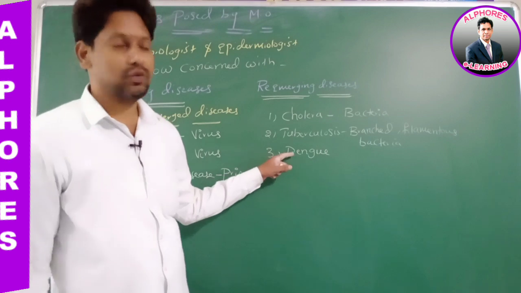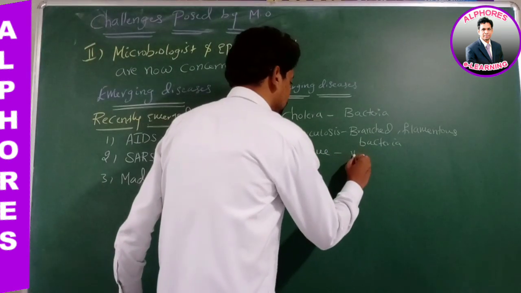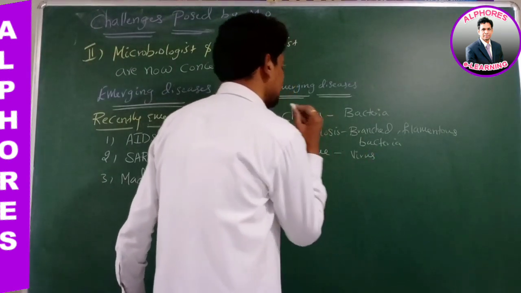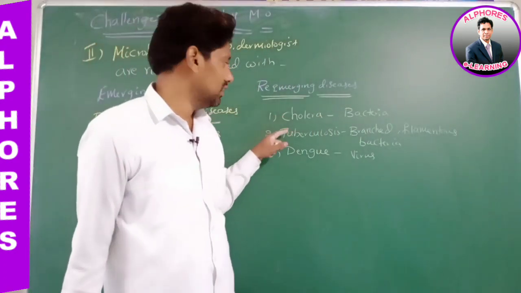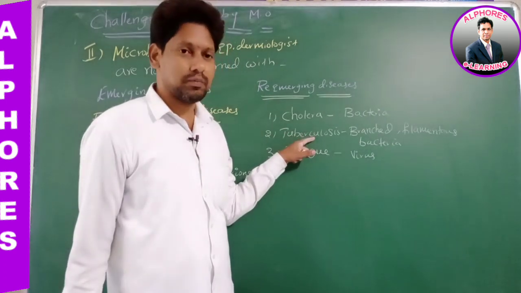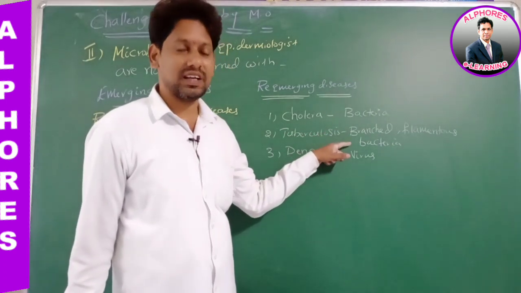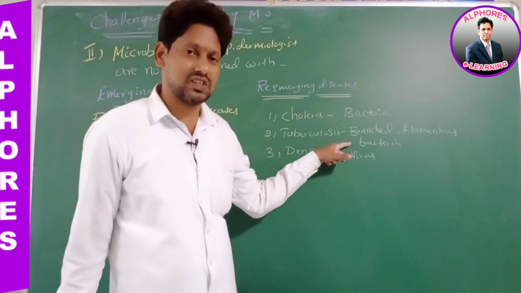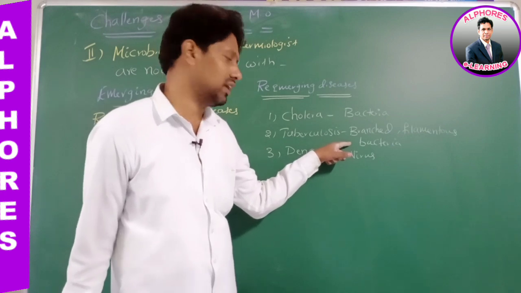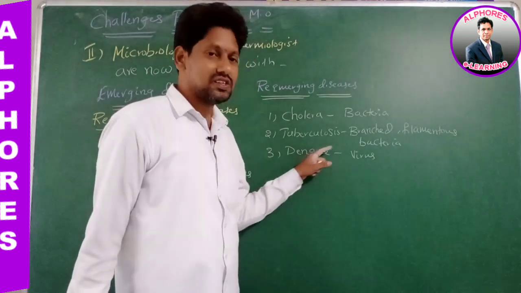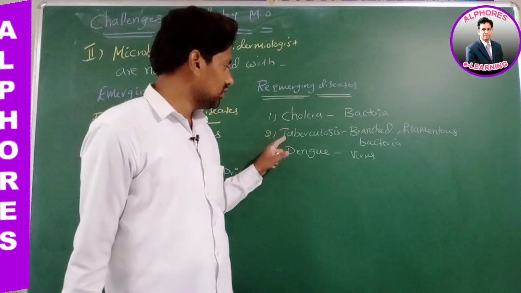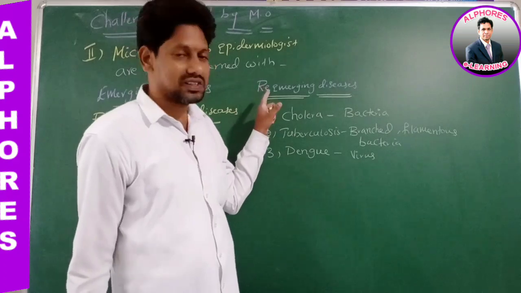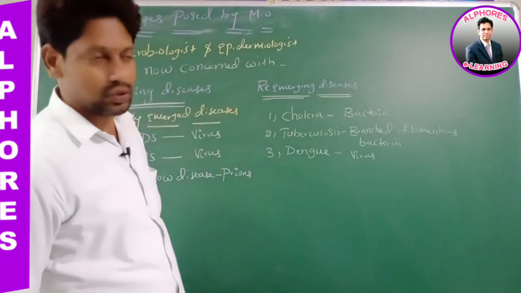Dengue, caused by dengue virus. Therefore, see carefully. Cholera is caused by Vibrio cholerae bacteria. Tuberculosis is caused by branched filamentous bacteria by the name Mycobacterium tuberculosis. Dengue disease is caused by dengue virus. Is it okay? Therefore, cholera, tuberculosis and dengue, these 3 are what, sir? Re-emerging diseases. Is it okay?